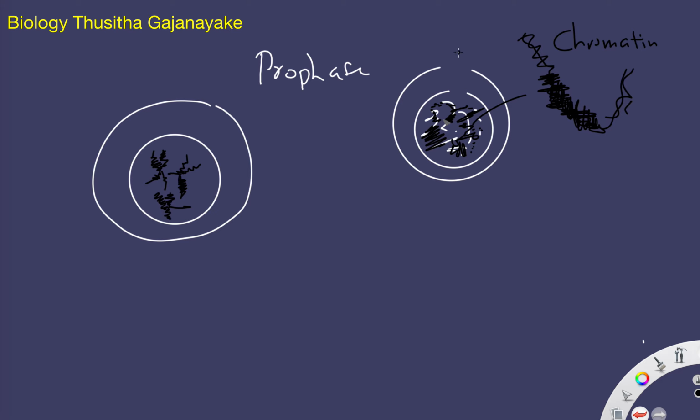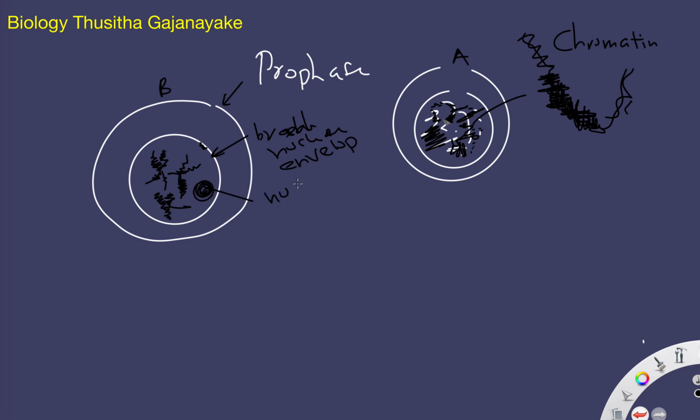You can compare picture A and picture B. Picture B is very clear inside, very condensed, and sometimes the chromosomes have an X shape. So this is the first picture you see in prophase. Now, going to the next step, what happens? The nuclear envelope breaks down. So here the nuclear envelope breaks down.